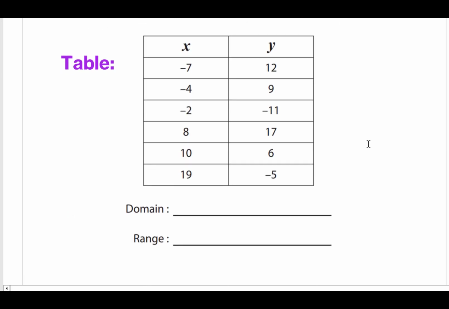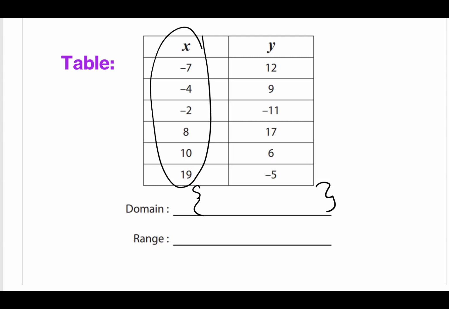Right, the next type is table. This one's a lot easier because it already identifies the X and Y for you. So esta es una tabla y es más fácil porque la X está a izquierda y Y está a derecha. Okay, all you have to do is write them from small to big. So this is domain. And it's already in order. So los números en la X está en orden already. So solo necesitas copiar, right? You only have to copy it. So it's -7, -4, -2, 8, 10, 19.